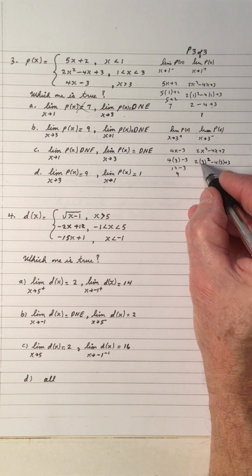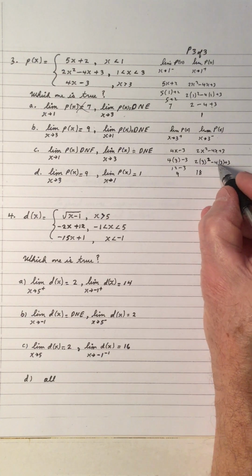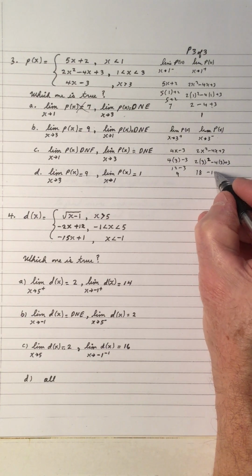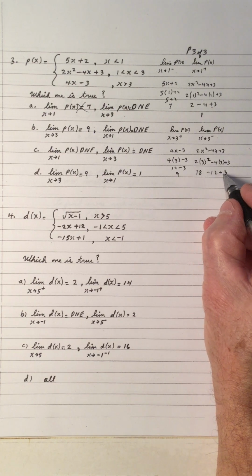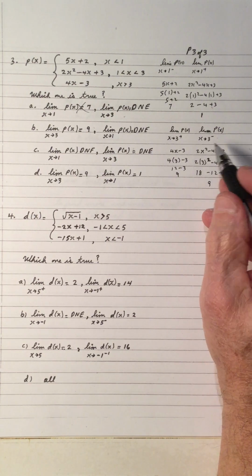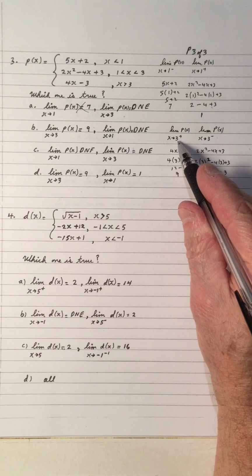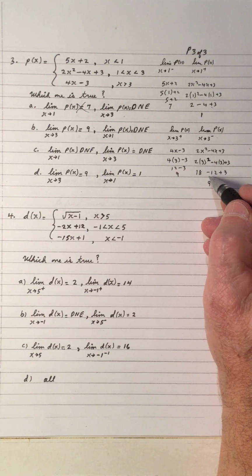3 squared is 9, that's an 18. Negative 4 times 3 is negative 12, plus 3. So 6 plus 3 is 9. So approaching 3 on the right and 3 on the left, we have a 9.